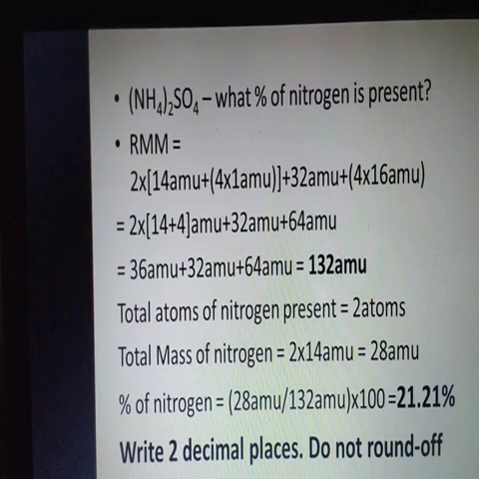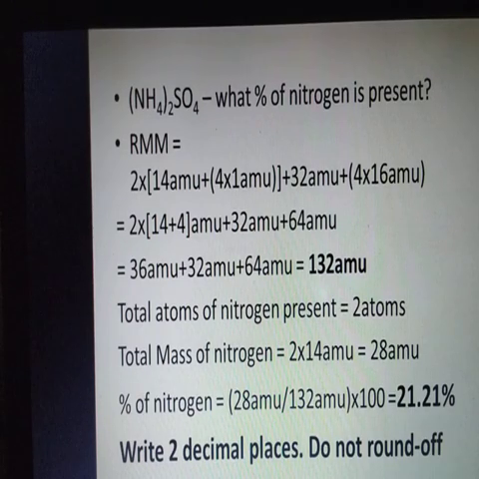Let's consider ammonium sulfate. You can see the formula. The question is, what percentage of nitrogen is present in ammonium sulfate? What do we need to calculate first? The relative molecular mass of ammonium sulfate. We calculated how much that is? 132 amu. Now how many atoms of nitrogen are present? 2 atoms. If one atom of nitrogen mass is 14 amu, 2 atoms will be 28 amu. So percentage of nitrogen equals 28 by 132 multiplied by 100.